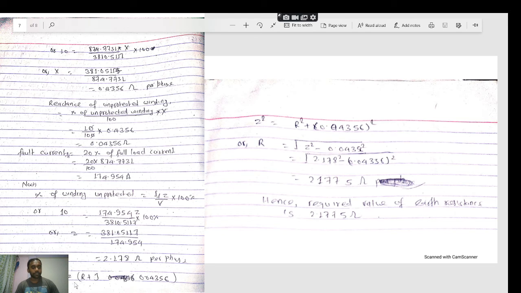We know that Z equals earth resistance plus reactance of the unprotected winding. So Z square equals earth resistance square plus reactance of unprotected winding square. So R equals the root under Z square minus reactance of unprotected winding square. So root under 2.178 square minus 0.04356 square. So R equals 2.1775. So the required value of earth resistance must be 2.1775.